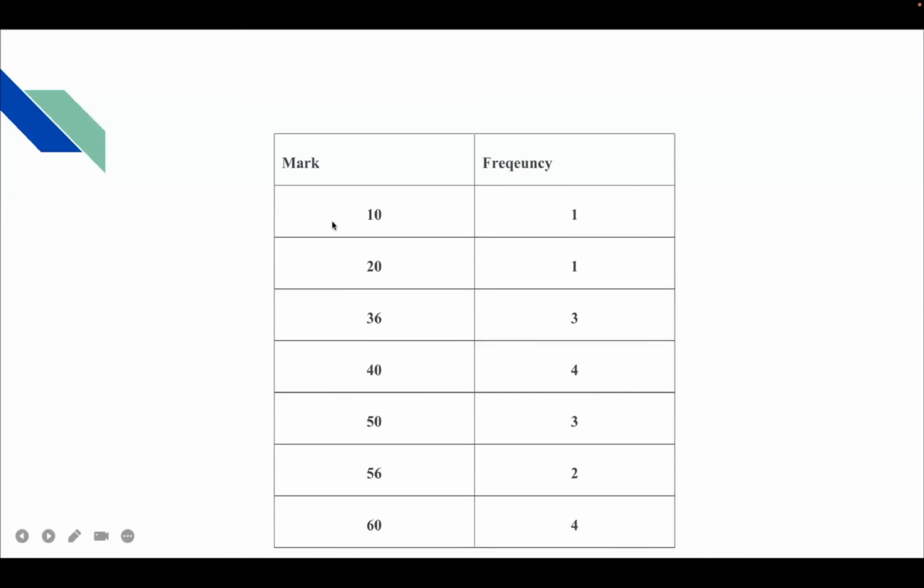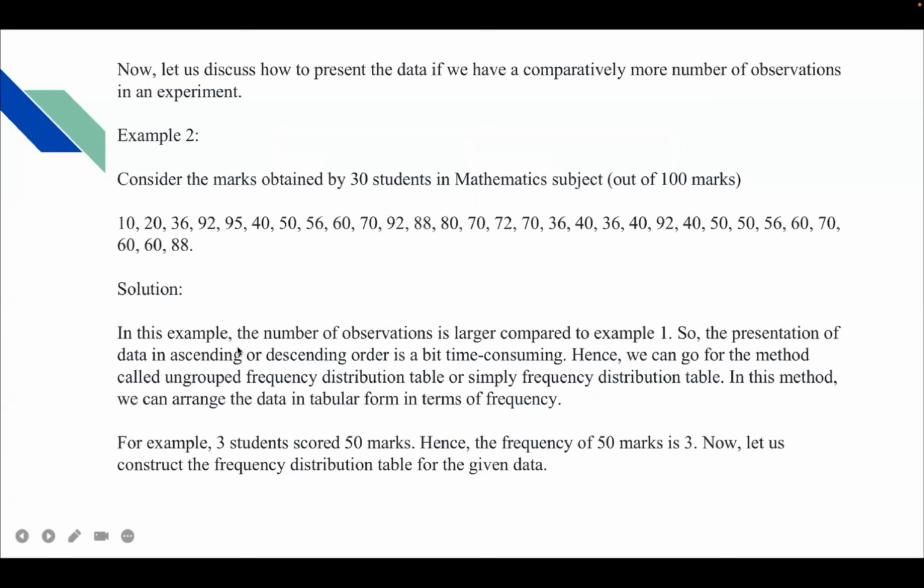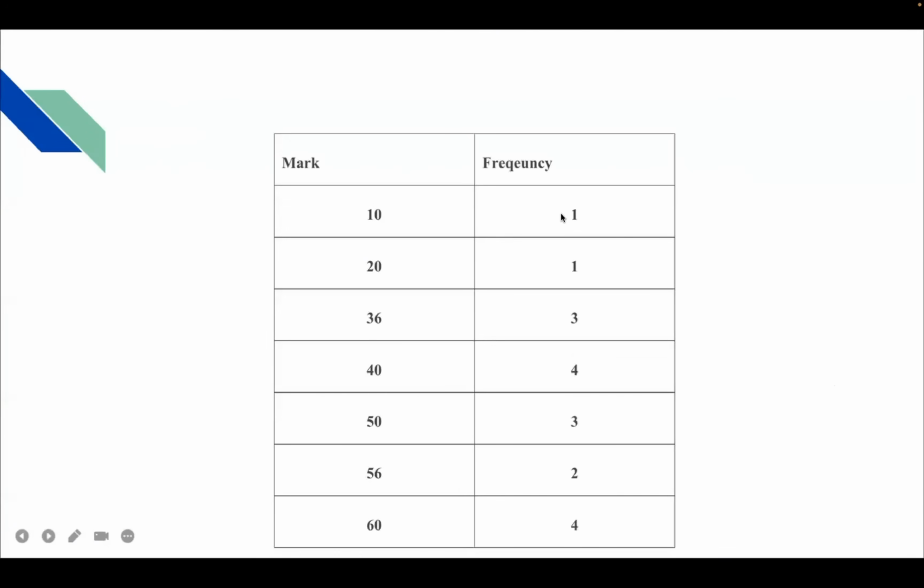So for the first half, and based on the data we're given, if you look at this data very well, you realize that there's only one 10. So since there's only one 10, we have just one frequency of 1.